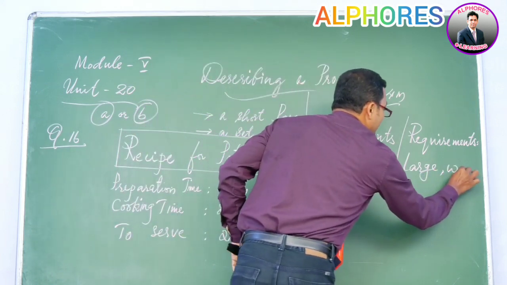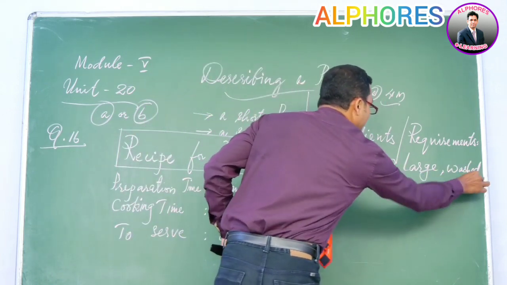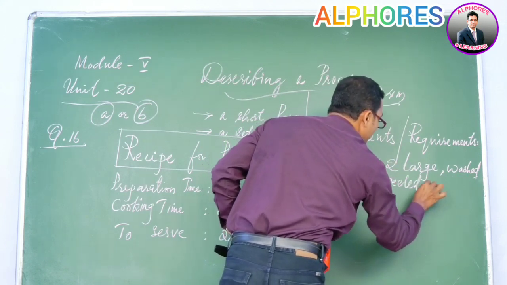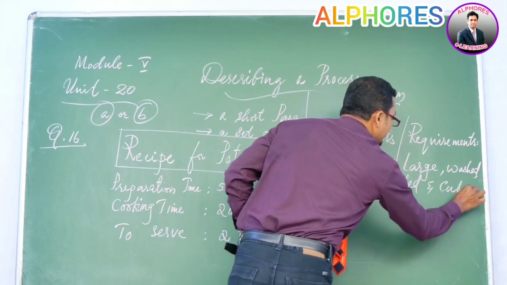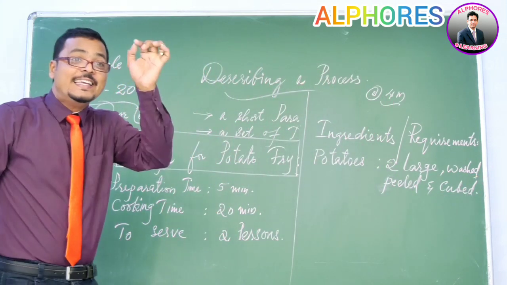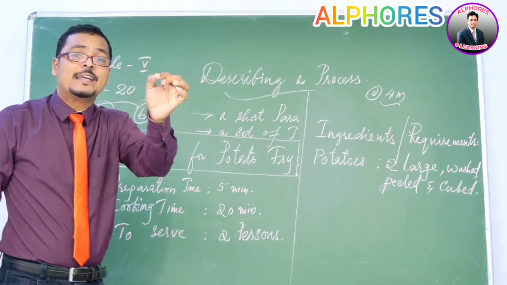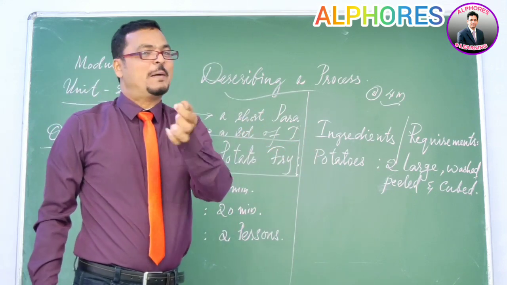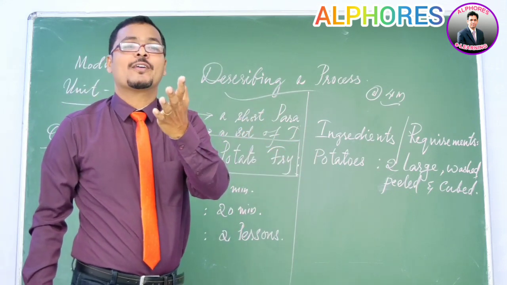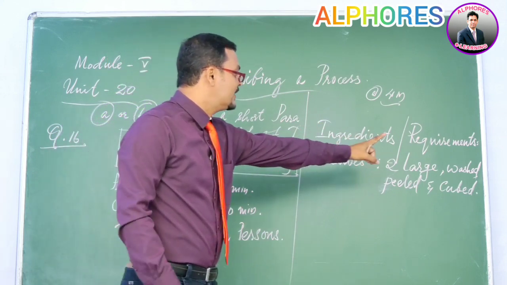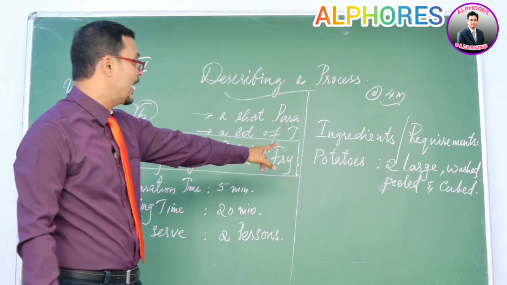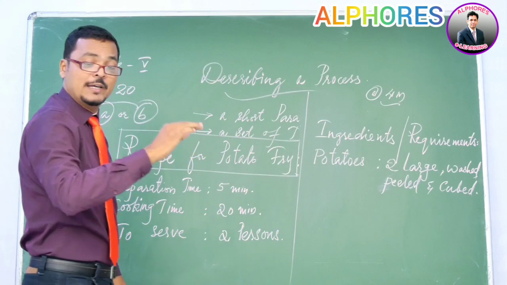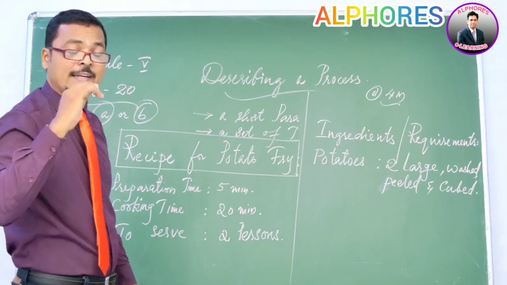Washed. See, sequence should be followed. Washed, peeled, and cubed. Yes, children. Washed, peeled, and cubed. See, even a little boy or little girl, even a student of your age can follow the steps and come out with the best result for your lunch or dinner in the evening. So, 2 large, washed, peeled, and cubed. 2 large potatoes. See, the item, the ingredient, is written on the left side. Right side you may give the other explanatory words, the quantity needed, etc.